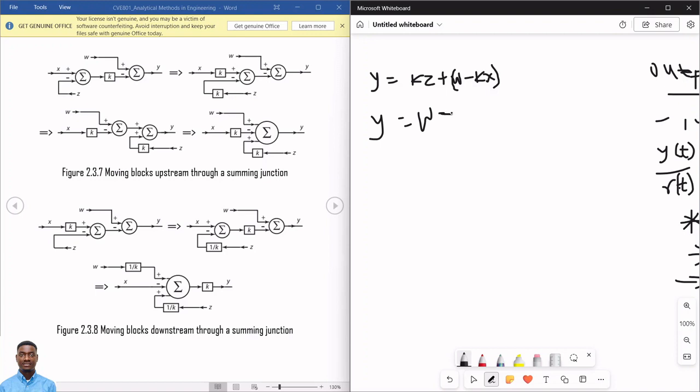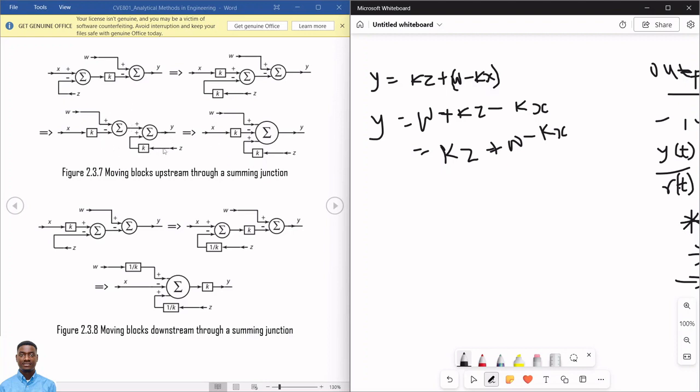That will be W, plus KZ minus KX. This is the same thing as KZ plus W minus KX. So this block here is the same as this.